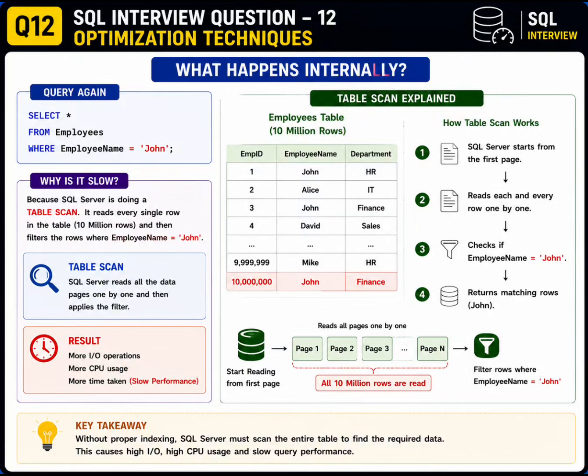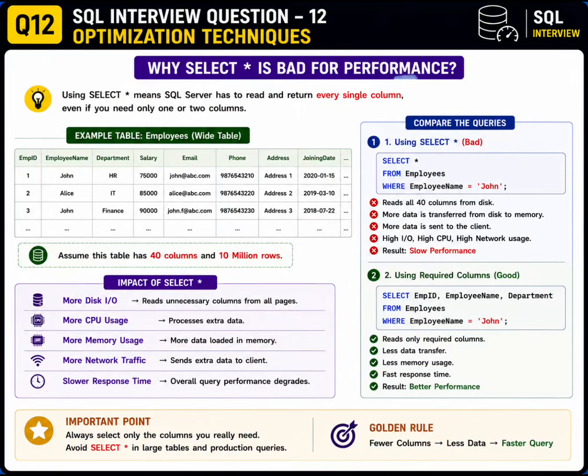Now let's discuss another problem. Select star from employees where employee name equal to John. The star means return every column. Suppose the table contains columns like employee name, salary, address, email, phone, joining date, department and many more columns. Even if we only need employee name and department, SQL still reads everything. So this creates more disk IO, more CPU processing, more memory usage, and more network traffic.